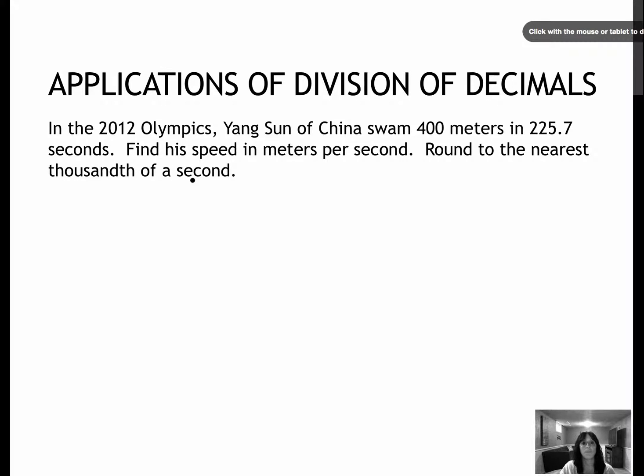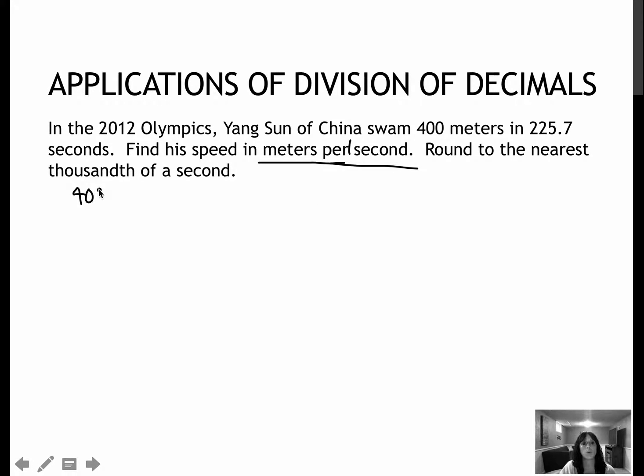He is from China. And so we want to be able to see what his speed was compared to others that did obviously the same event. And so to compare, often we take things down to a unit rate, which means per 1 second. So in this case, we want to find meters per second that Yang Sun was able to swim.